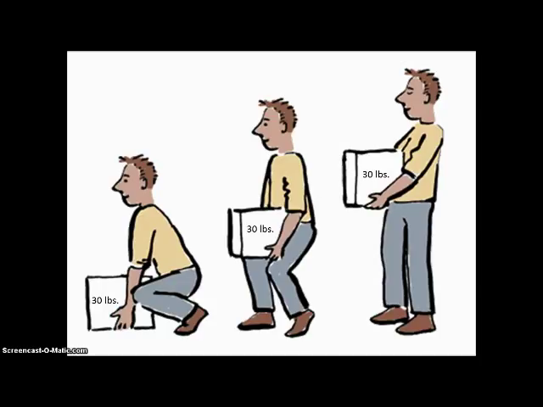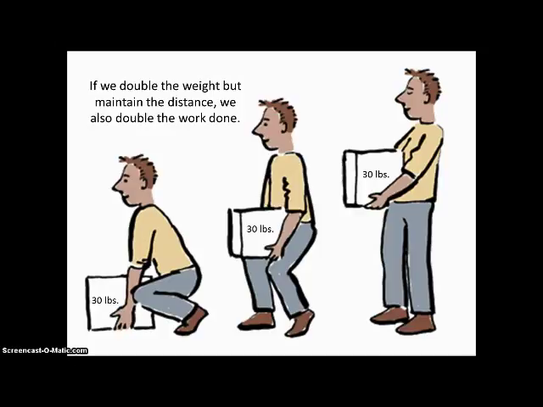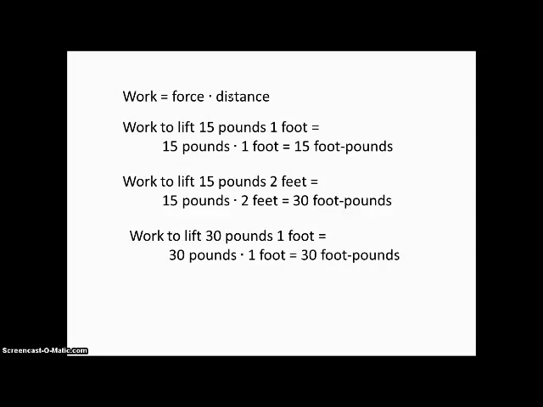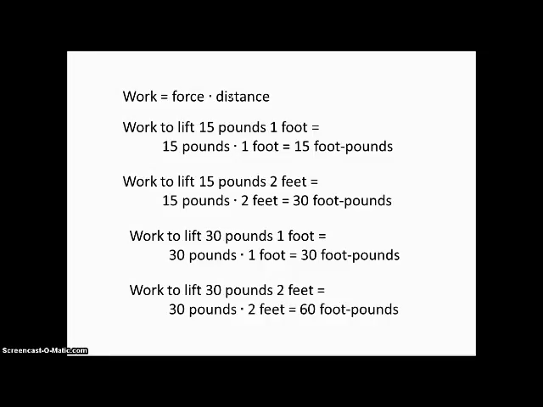Now let's say the box weighs 30 pounds. Well, then he's doing more work. If we double the weight but maintain the distance, we also double the work done. Okay, so there's what we had. Work to lift 30 pounds 1 foot is 30 pounds times 1 foot, or 30 foot-pounds. Work to lift 30 pounds 2 feet is 30 pounds times 2 feet, which is 60 foot-pounds.